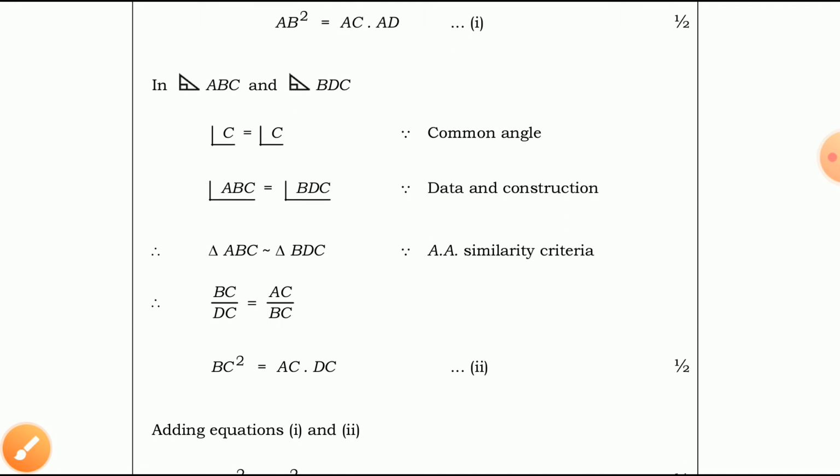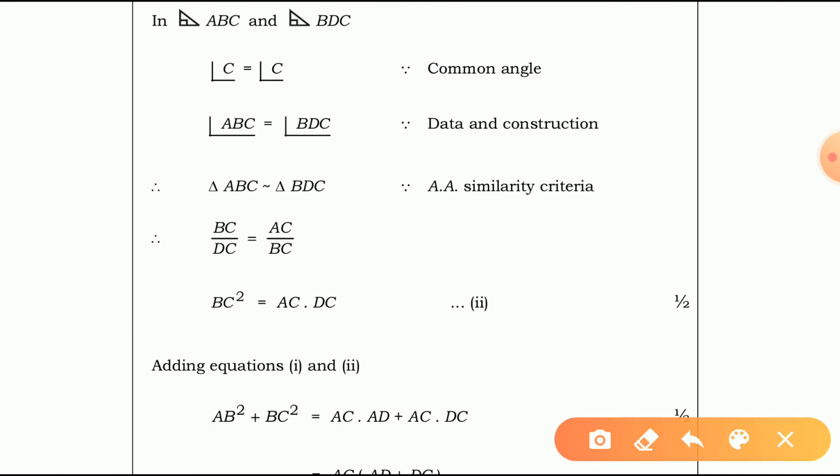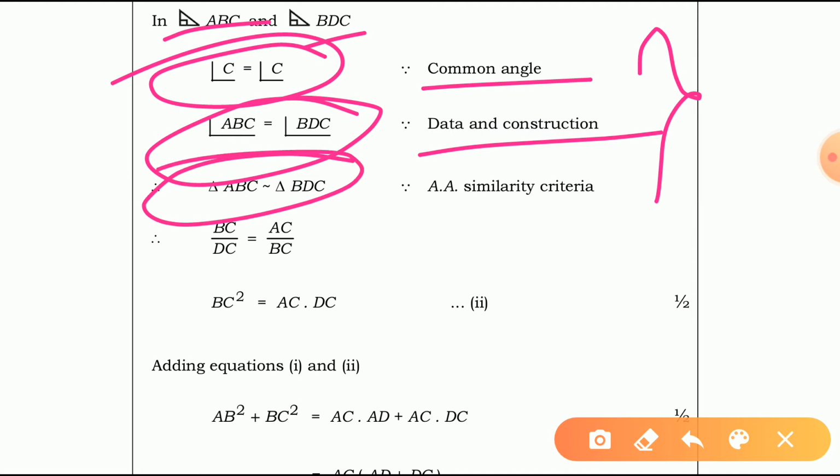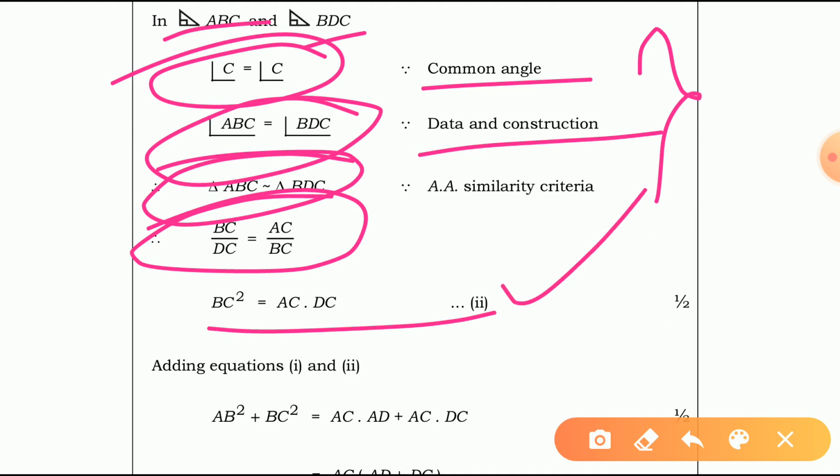Similarly, we consider the original triangle ABC and BDC. Angle C is equal to angle C because it is a common angle. Angle B is equal to angle D, data and construction. Because of these two results, we write these two triangles are similar triangles. By using this information we write BC by DC is equal to AC by BC. Again, cross multiplication, we get BC square is equal to AC into DC. Here this is equation number 2.